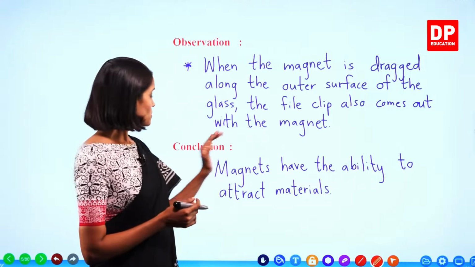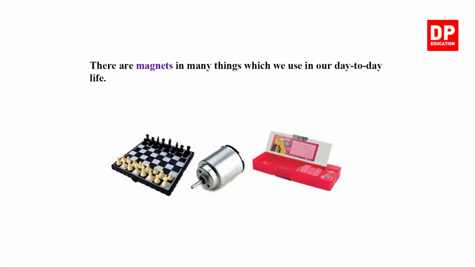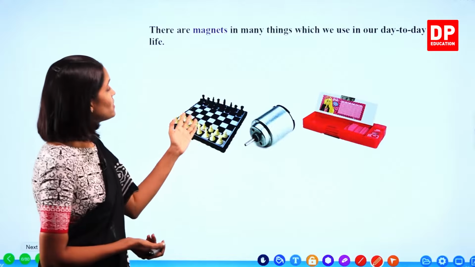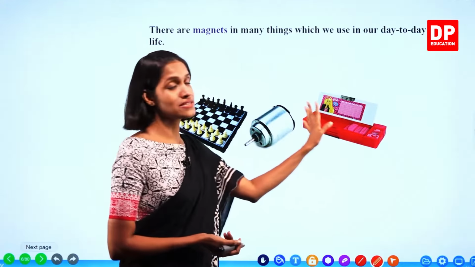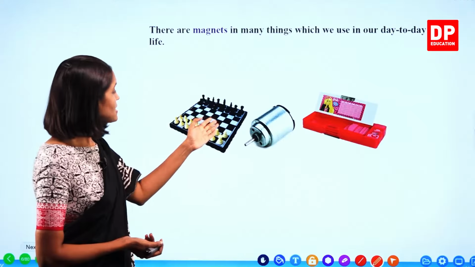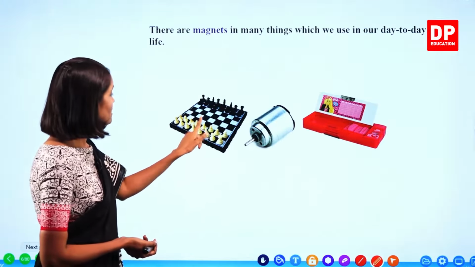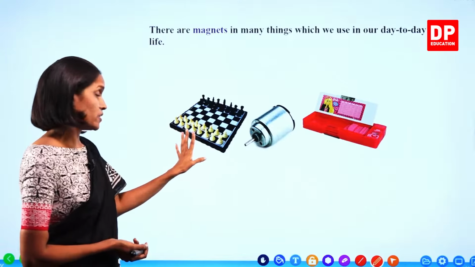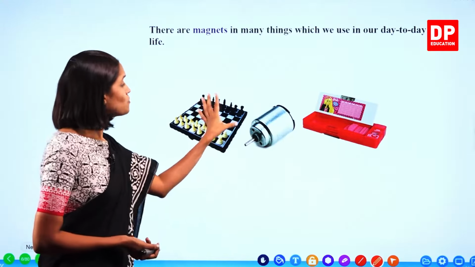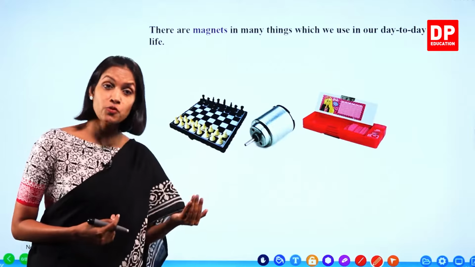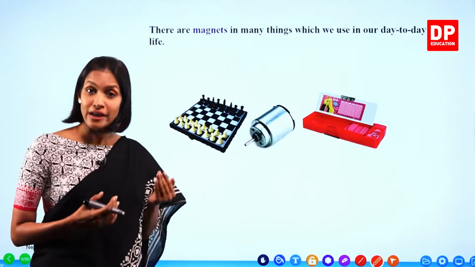Okay, so let's see the next one. Look at this one. There are magnets in many things which we use in our day-to-day life. Look at these pictures. Only a few examples are given here. What are these examples, children? Look at this one. This is a chessboard. You must have seen some of these chessboards, not all the chessboards, but some of these chessboards are magnetic.